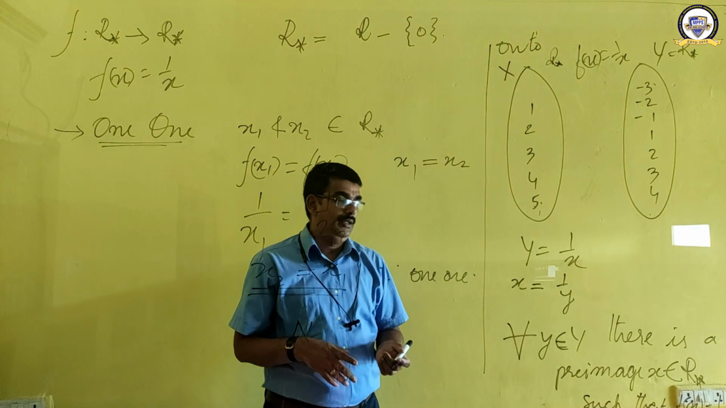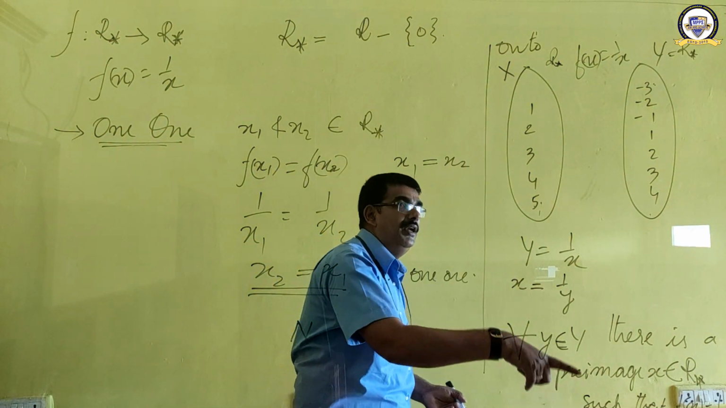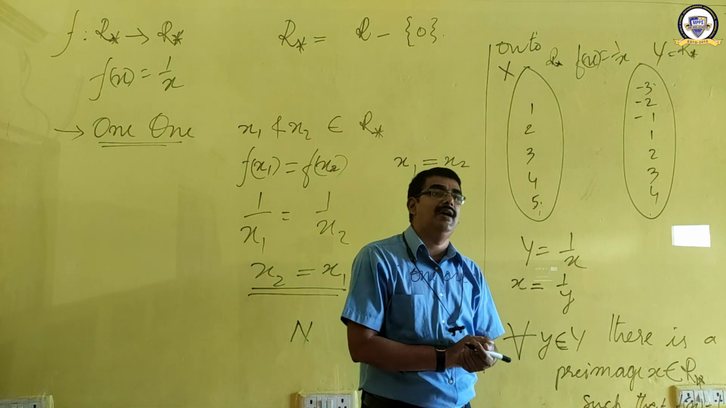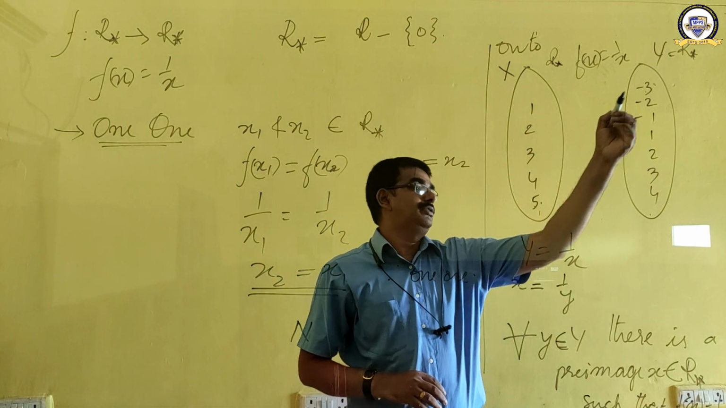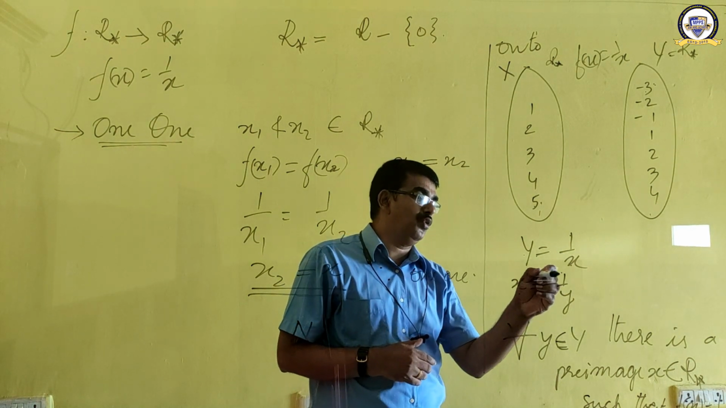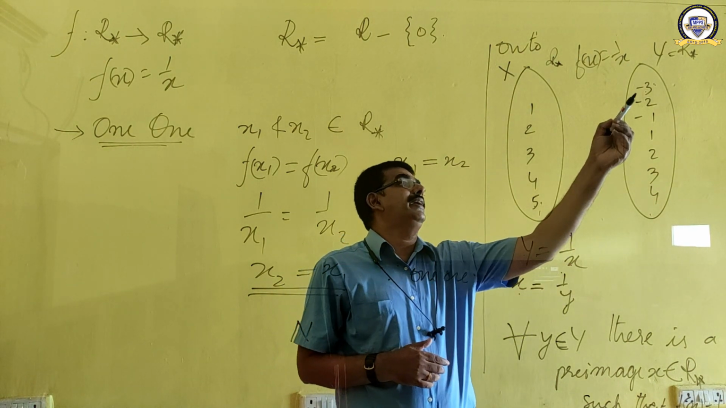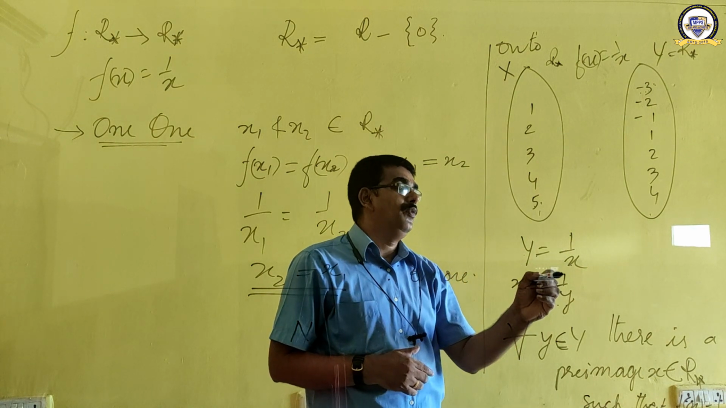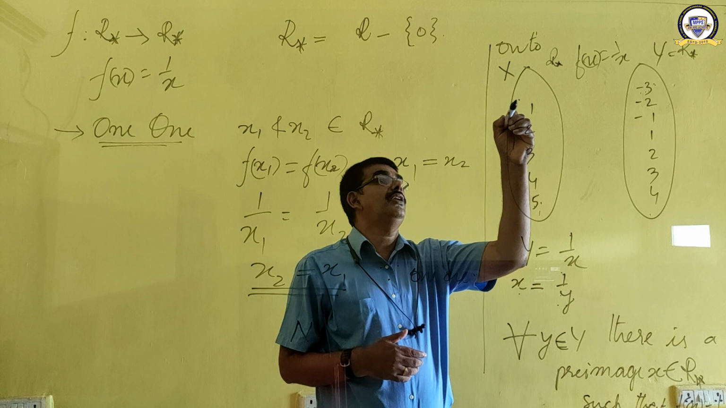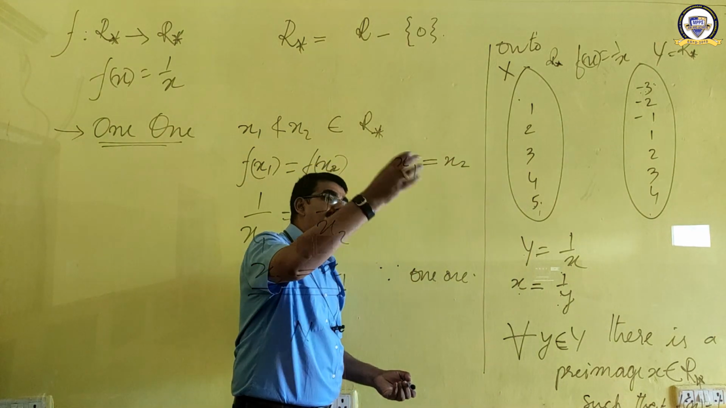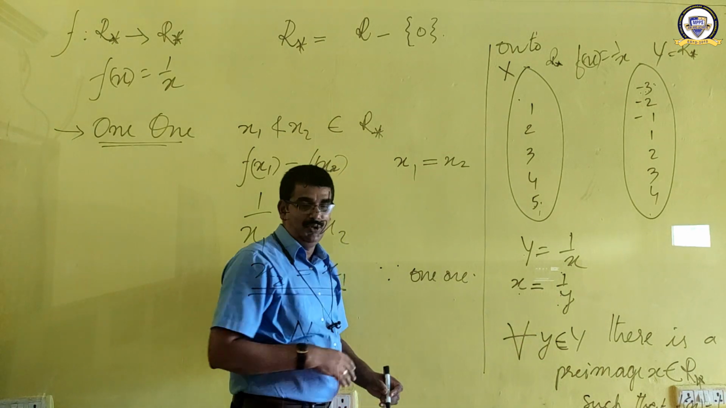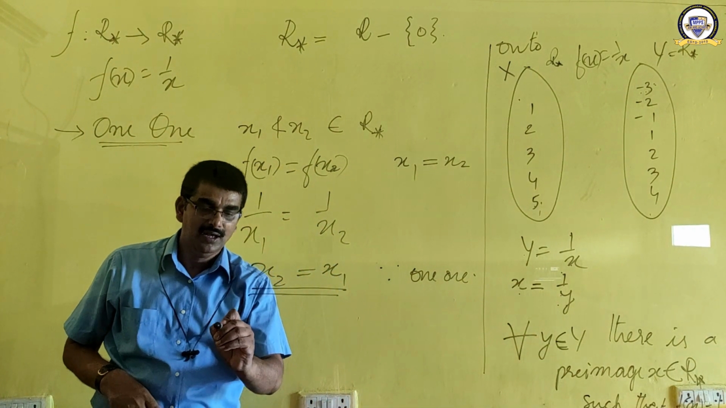According to the same definition, if the domain is natural numbers, we have to check whether it is onto or not. See, y is equal to 1 by x, x is equal to 1 by y. If I take negative 3 as y, 1 by negative 3 is not here. 1 by negative 3 is a real number, it is not a natural number. That is why it is not onto.